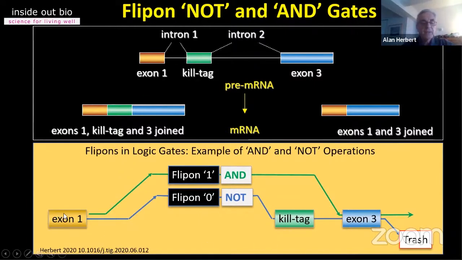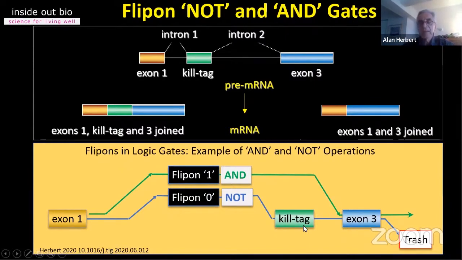On the other hand, if you have exon 1 connected to exon 3 directly, then that acts as an AND gate. So being able to use flip-ons to change the outcome of an RNA splicing process is quite easy to do. And it just illustrates how flip-ons can control this particular inclusion of this tag. So the flip-on, by excluding this kill tag, makes an AND gate. By including this kill tag, makes a NOT gate.